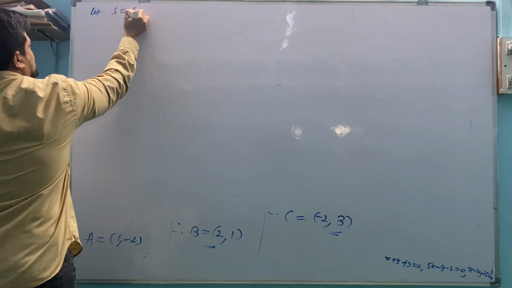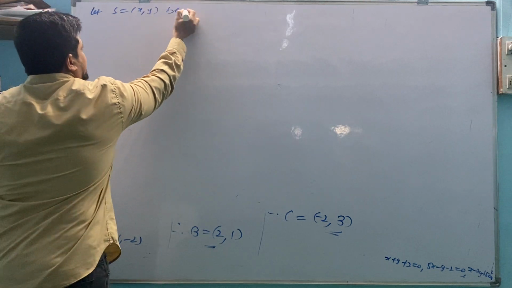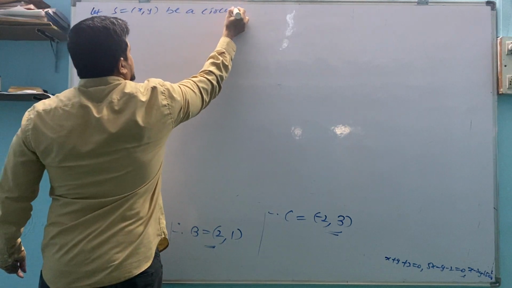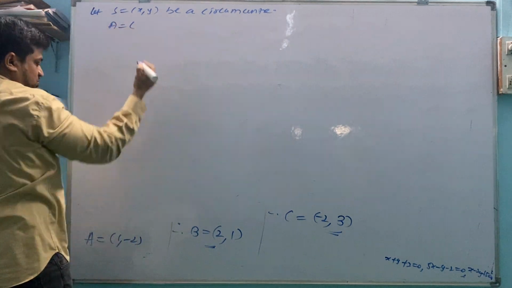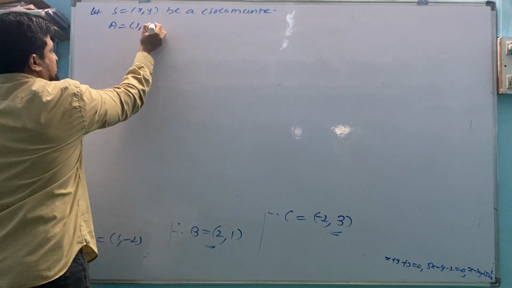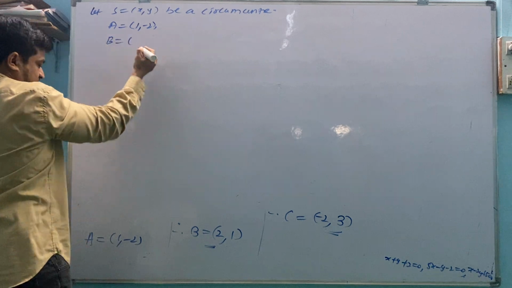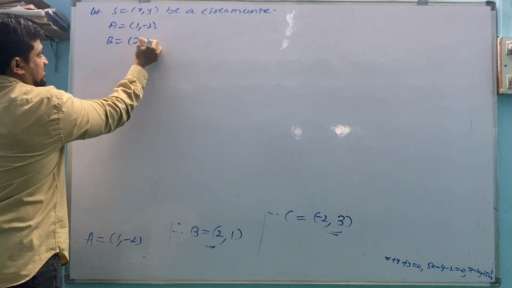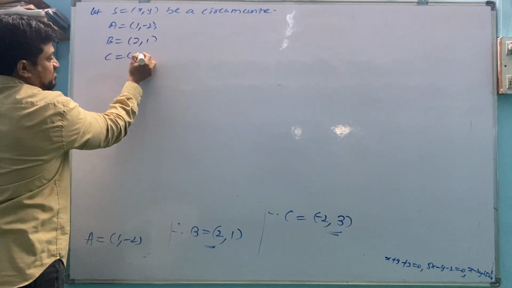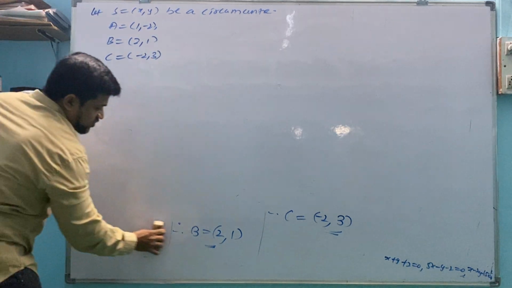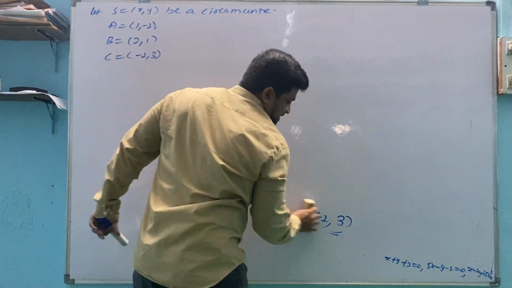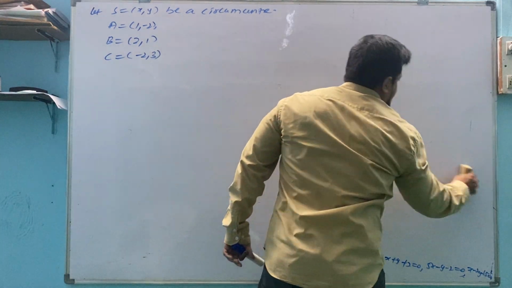Let S equals (x, y) be the circumcenter. A is the first point (1, minus 2), B is (2, 1), and C is (minus 2, 3). So these are the points we got by solving 1 and 3, 2 and 3, and 1 and 3.